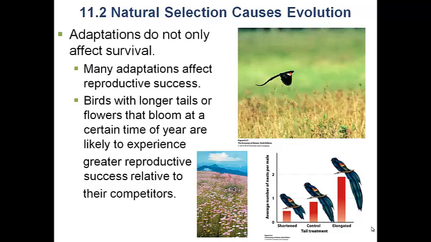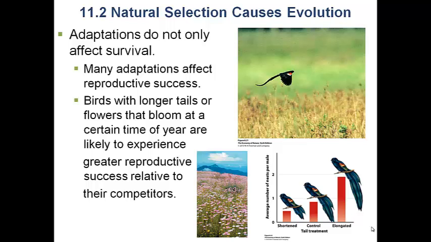In the case of the male widow birds that had tail extensions, they produced almost 2 nests per year. And so clearly the females were impressed with those longer tails and more likely to mate with those males that had the longer tails. And so those male widow birds were able to find 2 females on average per year, build 2 nests, and raise 2 groups of offspring.